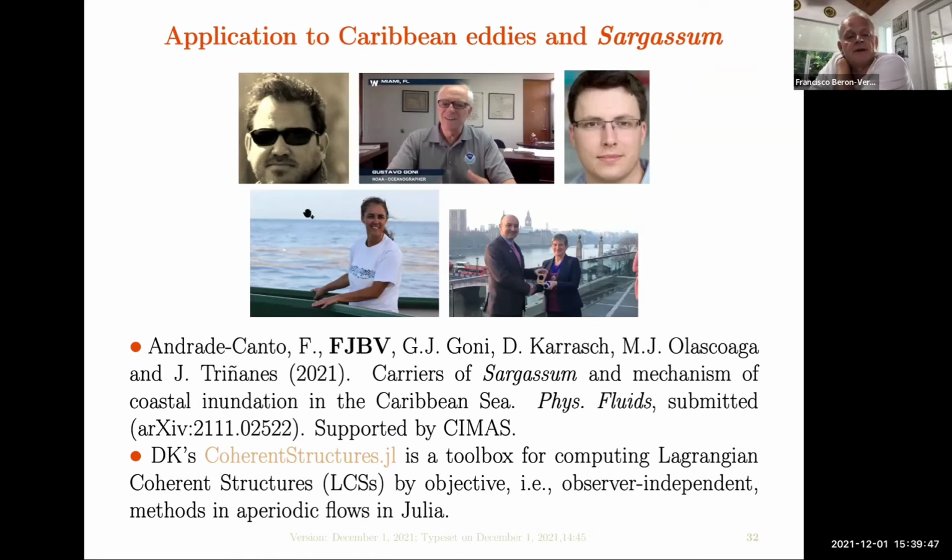She didn't notice, but she has Sargassum in the background, and this is Sargassum work. Daniel Karasch, our colleague from Germany, is the owner of the coherent structures toolbox that we have, that Fernando has mastered and applied in this little project.